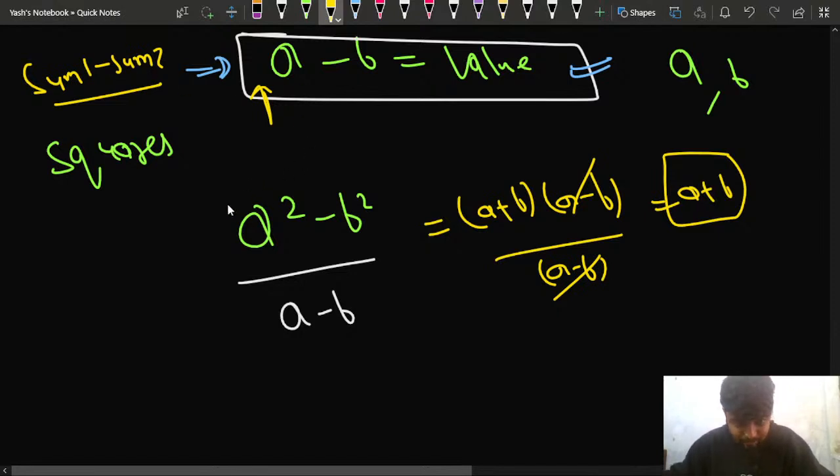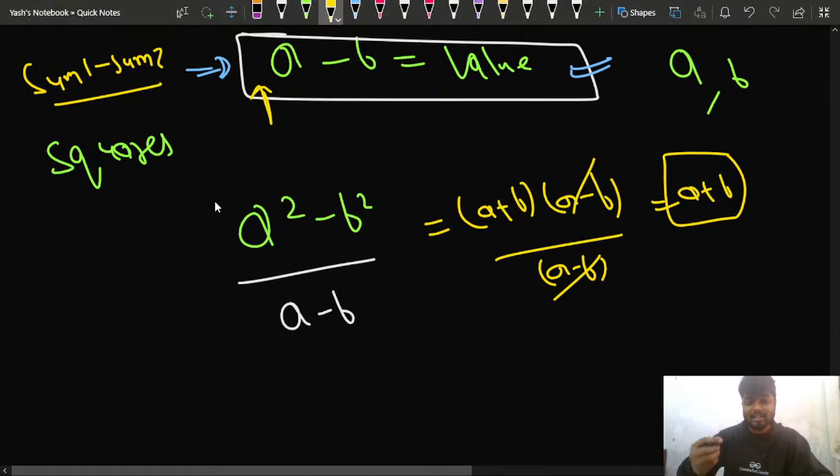Now if I get something like a square minus b square, I know that a minus b has some value. Now I want a plus b. If I had a plus b, I would have solved the simultaneous equations and got the values of a and b. But I do not have a plus b. So how do I get a plus b?